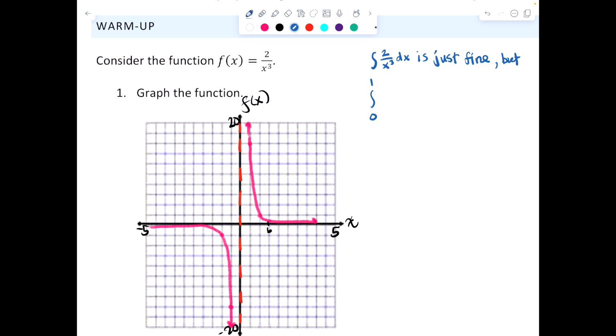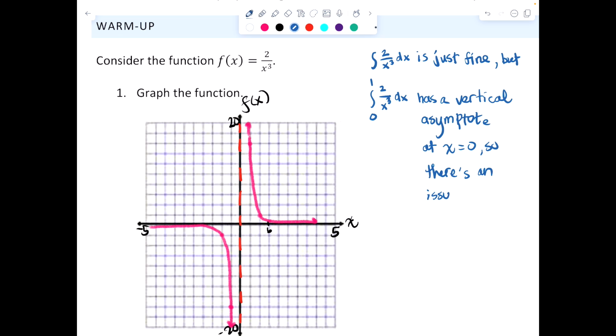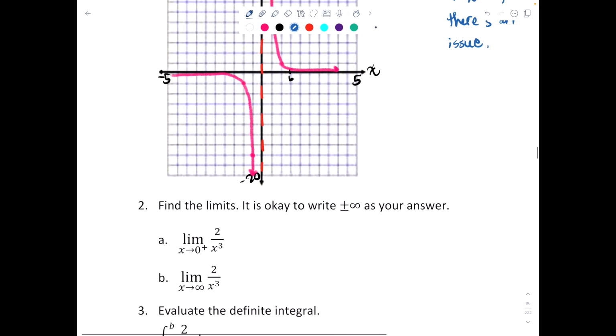So this definite integral from 0 to 1 of 2 over x cubed with respect to x has a vertical asymptote at x equals 0, that vertical line. So there's a bit of a problem, right? There's an issue. Cool? Okay, so now let's explore a little bit, right?